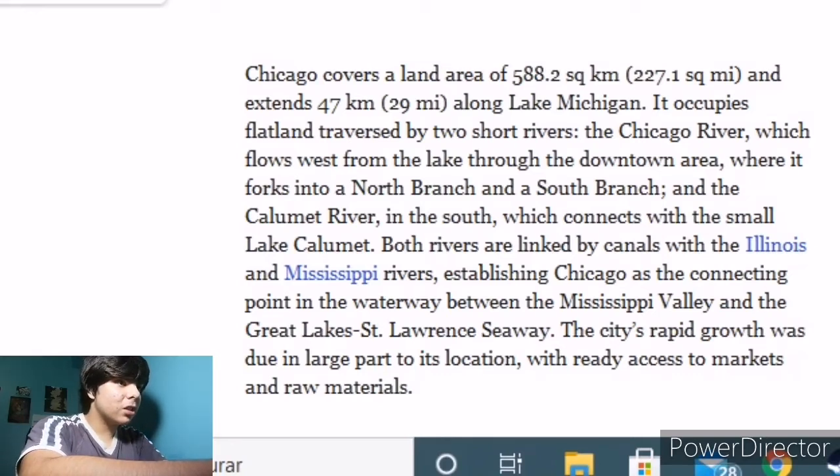It occupies flatland traversed by two short rivers, the Chicago River, which flows west from the lake through the downtown area, where it forks into a north branch and a south branch, and the Calumet River in the south, which connects with the small Lake Calumet. Both rivers are linked by canals with the Illinois and Mississippi rivers, establishing Chicago as the connecting point in the waterway between the Mississippi Valley and the Great Lakes and the St. Lawrence Seaway. The city's rapid growth was due in large part to its location, with ready access to markets and raw materials.